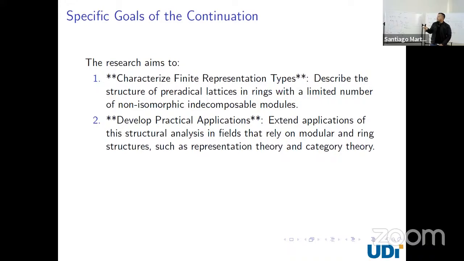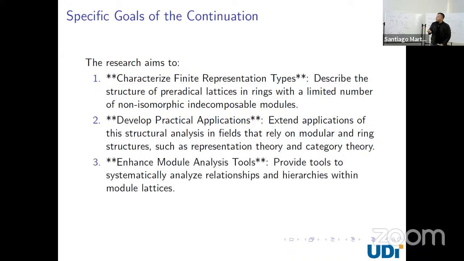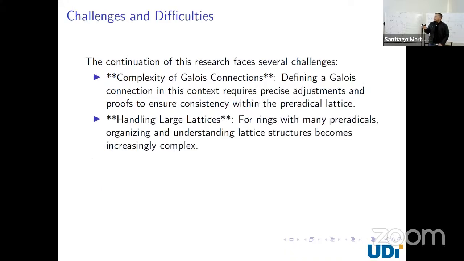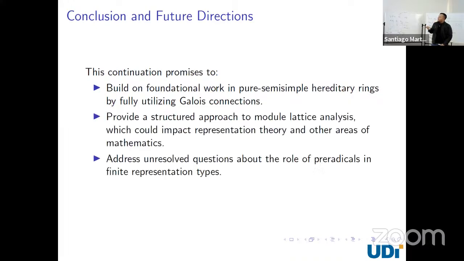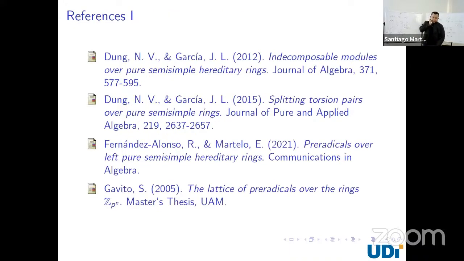Develop practical applications, extend this structural analysis in fields that are non-modular and ring structures that we can apply to representation theory and category theory. And provide tools to systematically analyze relationships within module lattices. Well, we have many complex problems here. I'm going to say this one is the first complexity that we find: the Galois connection. We're doing great work until now. I want to extend what we already got that I couldn't talk about today for time. This is future work and conclusion. We want to do all of these 3, and provide a structured approach to module lattice analysis in representation theory and other areas of mathematics. And that's my whole presentation for today.